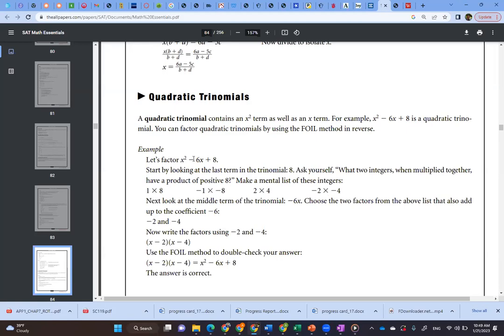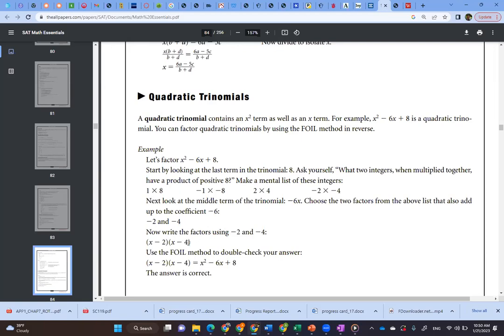And then look to the middle term of the trinomial, which is negative 6x. Choose the two factors from the above list that also add up to the coefficient of negative 6. Negative 1 and negative 8 is not gonna be negative 6, so you're not gonna use this. 1 and 8 is gonna be 9, so it's not gonna be negative 6. 2 and 4 is gonna be positive 6, so you're not gonna use this. Negative 2 and negative 4 is going to be negative 6, so this is the right one. So you're going to rewrite the expression as x minus 2 and x minus 4.